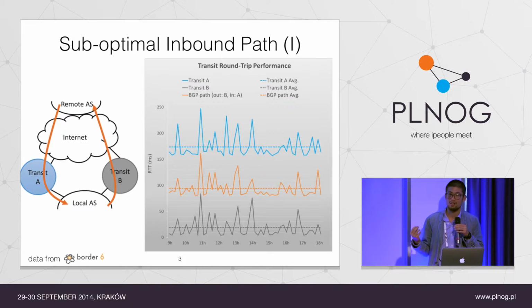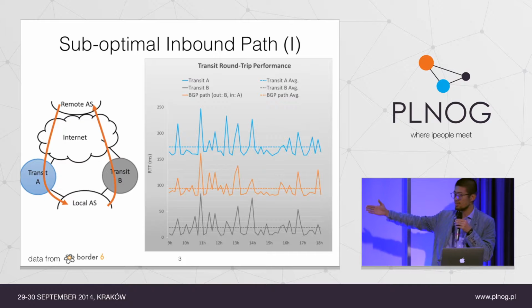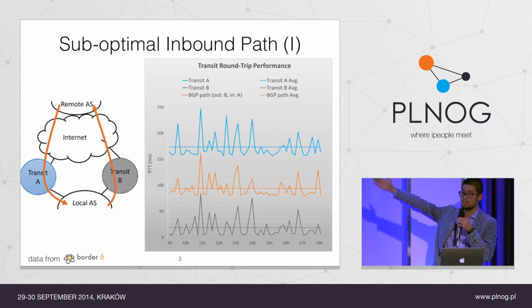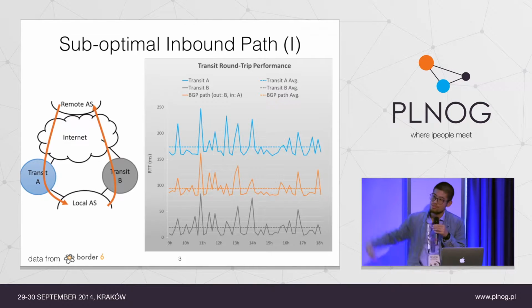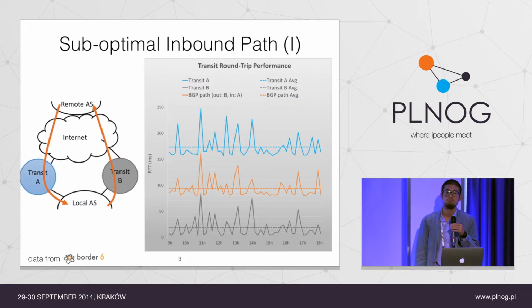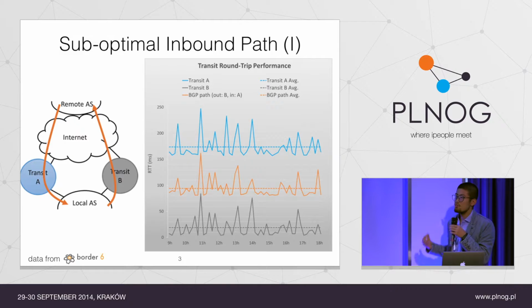We've identified some remote prefix or ASs that are talking to this local AS that we are observing. For example, the remote AS in this graph, whose BGP path comes out from transit B and comes in from transit A. No big deal, it's quite normal. The asymmetry of the BGP path in the internet is a well-known issue. So what if this kind of stuff has some performance issues?